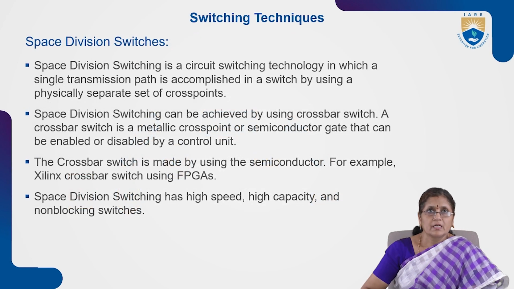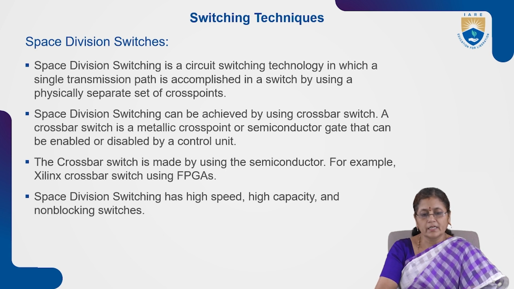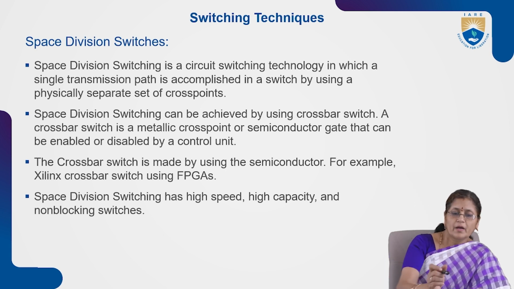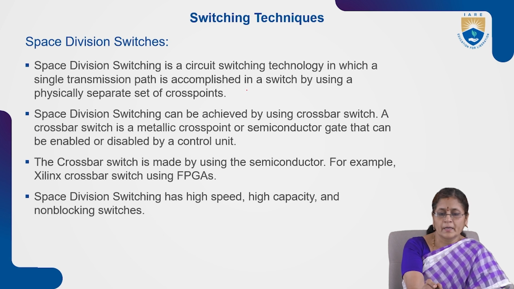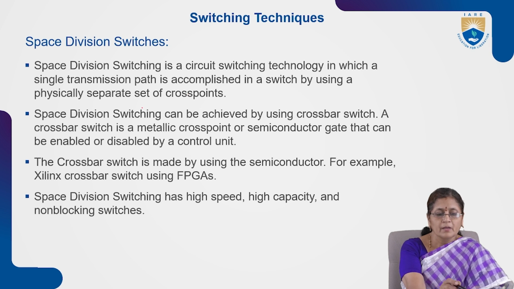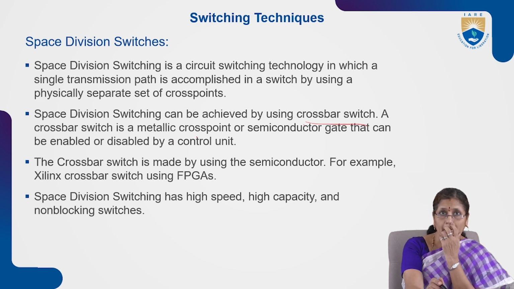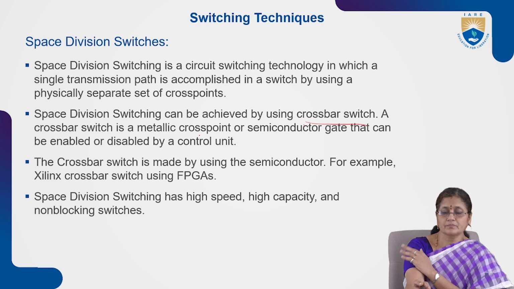Space division switches. Space division switching is a circuit switch technology in which a single transmission path is accomplished in a switch. By using this single path in a switch, a physically separate set of crosspoints will be there. This space division switching can be achieved by using a crossbar switch.